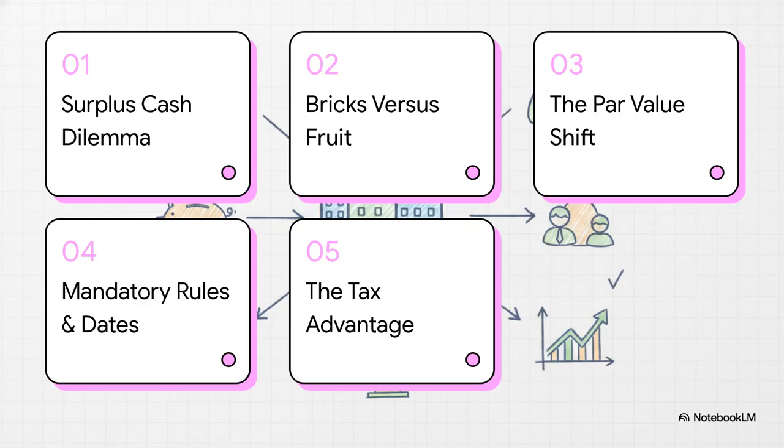So to understand how this all works, here's our roadmap for today. 1. The surplus cash dilemma. 2. Bricks versus fruit. 3. The par value shift. 4. Mandatory rules and dates. And finally, 5. The tax advantage. Let's peel back the layers on this financial machinery, taking it all the way from a really simple analogy down to the nitty-gritty tax realities.